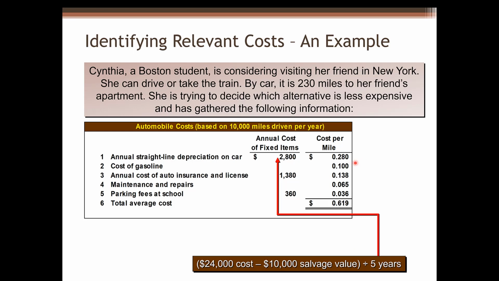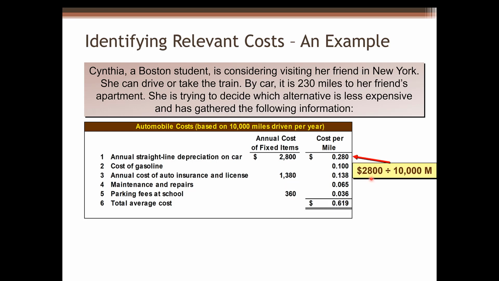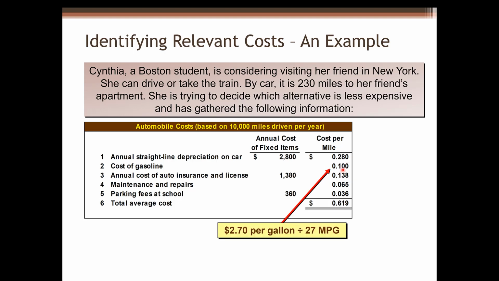And then based on 10,000 miles driven per year, we can calculate the depreciation cost per mile. 2,800 divided by 10,000 miles, and we can get $0.28. Number 2, gasoline cost per mile is calculated by dividing the price per gallon of gasoline by the number of miles per gallon of the car. We use $2.7 divided by 27, and then we can get gasoline cost per mile of 0.1.